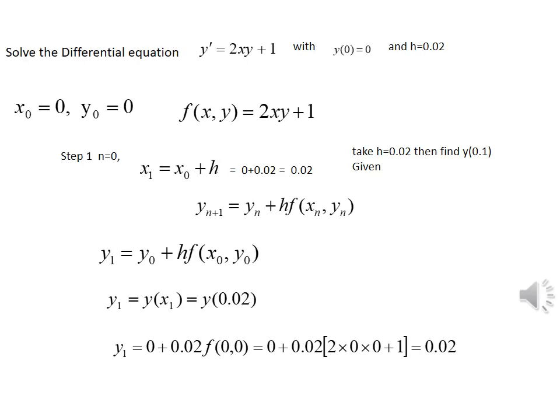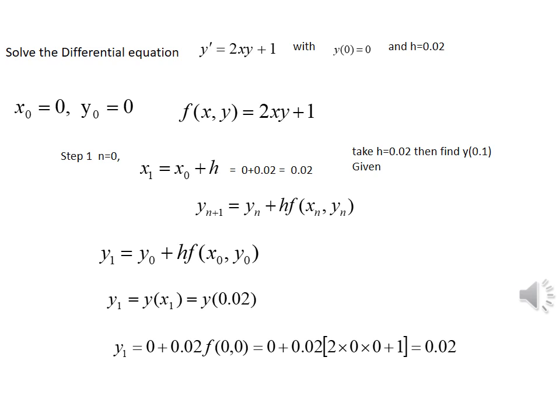For more clarity, let us see an example. Find a solution of the differential equation y dash is equal to 2xy plus 1 with the condition y of 0 equal to 0 and h equal to 0.02. Here, from the initial condition we can understand that x0 is equal to 0 and y0 is equal to 0, because y of 0 equals 0. And the function we can take: y dash is equal to f of x, y. Comparing, f of x, y is equal to 2xy plus 1.